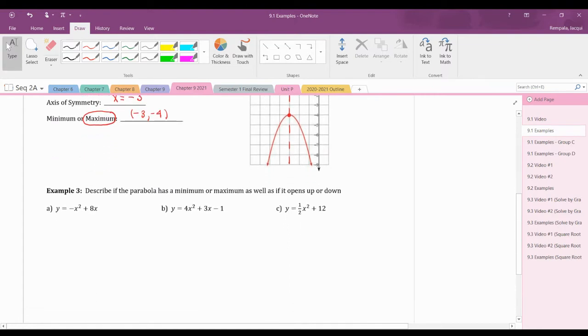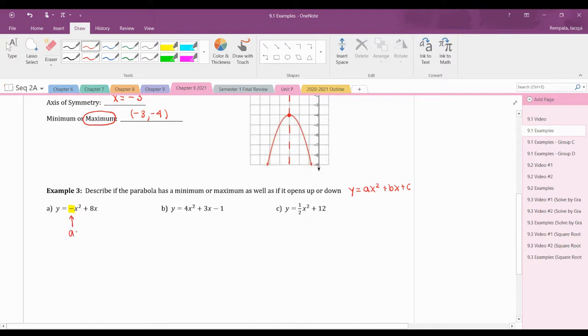The last problem here is wanting us to describe if the parabola has a minimum or a maximum, as well as if it's opening up or down. So remember, for us to identify that when I'm not giving us a picture, we have to look at the equation, and more specifically, we have to look at the a value. So just another reminder, it's always y equals ax squared plus bx plus c. So the a is always in front of the x squared. So in part A, if y equals negative x squared plus 8x, hopefully we're okay with it being a negative, or really a -1, which is my a value.